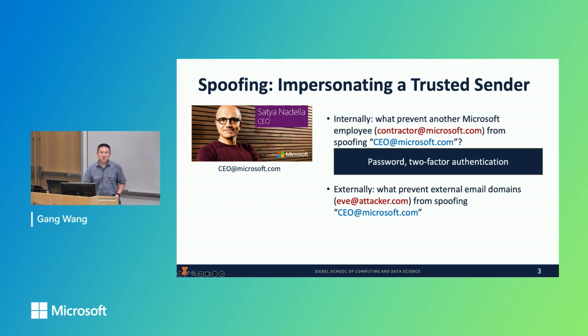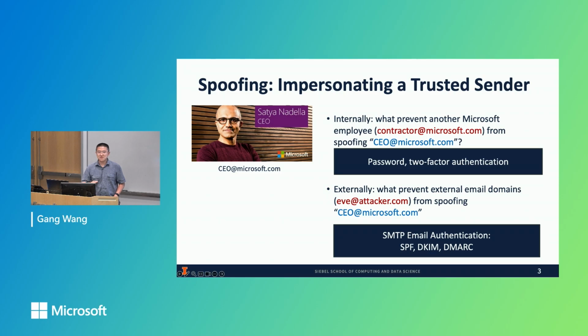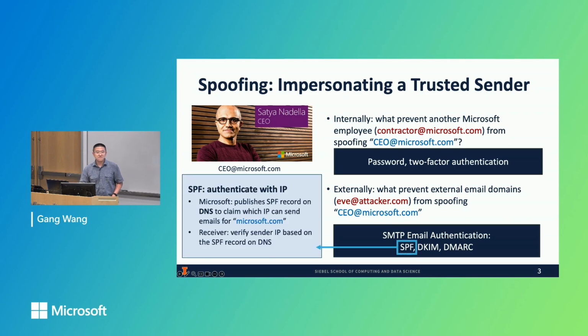Externally, right? What prevents an attacker from setting up attacker.com and then spoofing the sender address of Microsoft.com? Well, if you know SMTP, this is like a 40 or 50 year old protocol. It itself just transmits the message. It's a networking protocol with no security features. But fortunately, we do have security extensions or add-ons like SPF, DKIM, DMARC, protocols that have started to be widely deployed. The most relevant one to this talk is SPF.